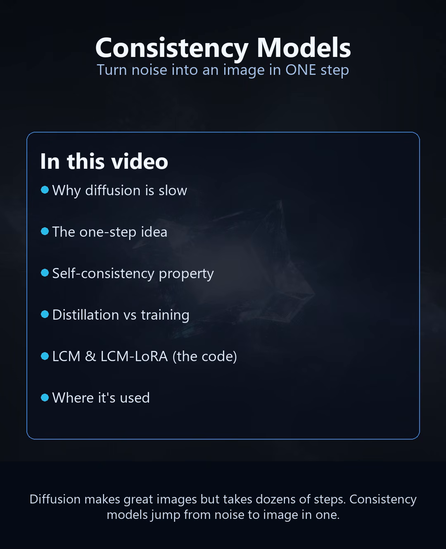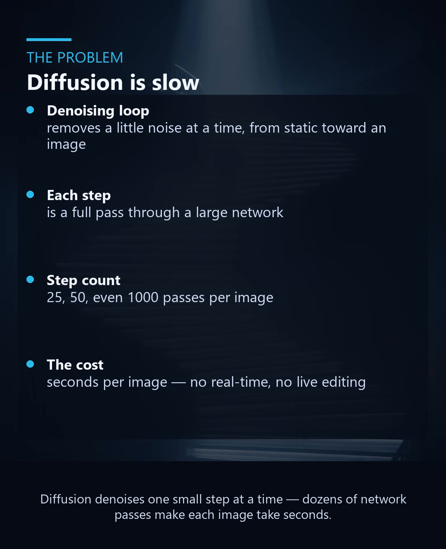Diffusion models make stunning images, but they are slow. To turn noise into a picture, they take dozens, sometimes hundreds, of tiny denoising steps. Consistency models, introduced by OpenAI in 2023, fix that. They can jump from pure noise to a finished image in a single step, or just a few. In this video: why diffusion is slow, what a consistency model is, how it is trained, the code, and where it is used today. First, why is diffusion slow?